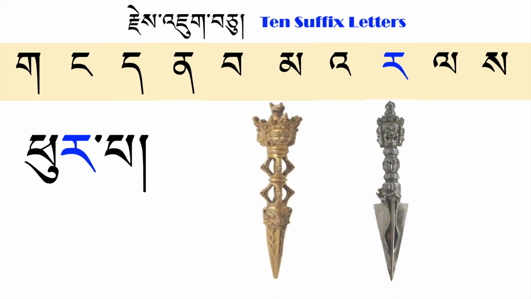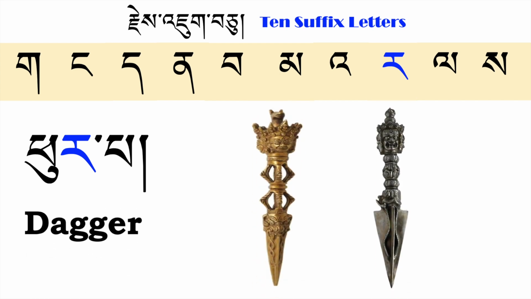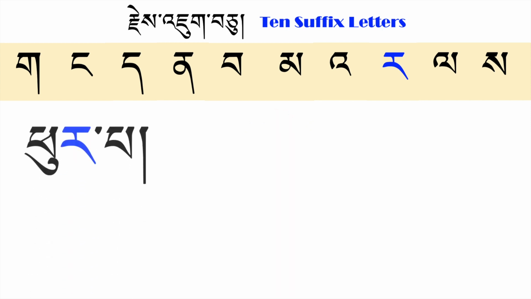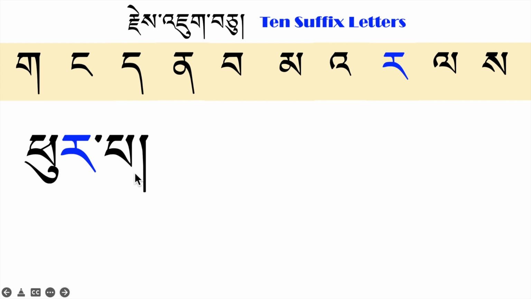Next one, purpa. Purpa means dagger. This kind of dagger is used for ritual purposes. You can see when a Buddhist spiritual master uses this during puja, when they perform a certain ceremony or ritual.